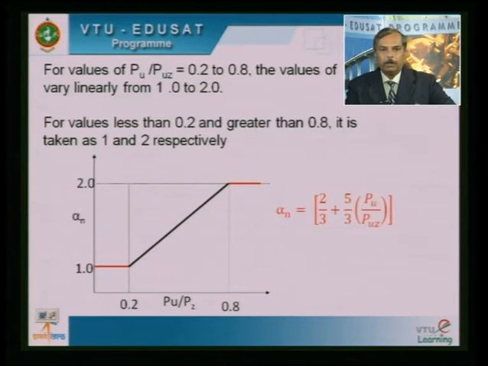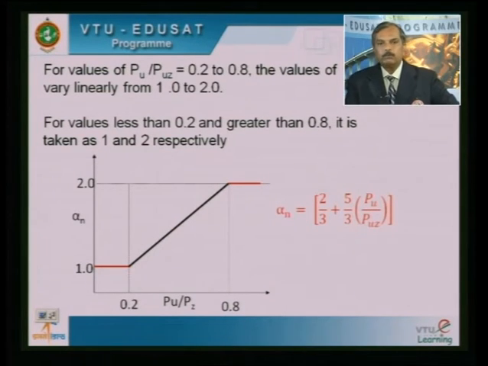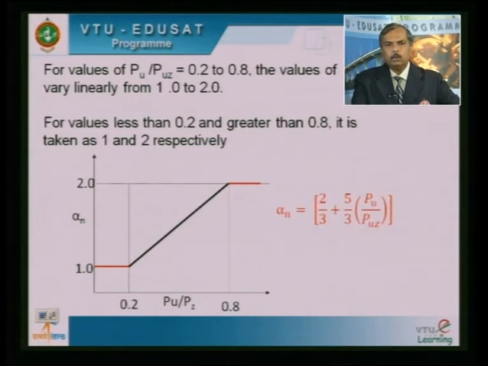And how to identify this alpha n? This alpha n is a function of PU by PUZ, and PU by PUZ practically varies from 0.2 to 0.8. If it is 0.2, as I told you, alpha n is 1. For PU by PUZ equal to 0.8, alpha n is 2. This alpha n varies linearly from 1 to 2 as PU by PUZ varies from 0.2 to 0.8, as you can see in this particular graph.